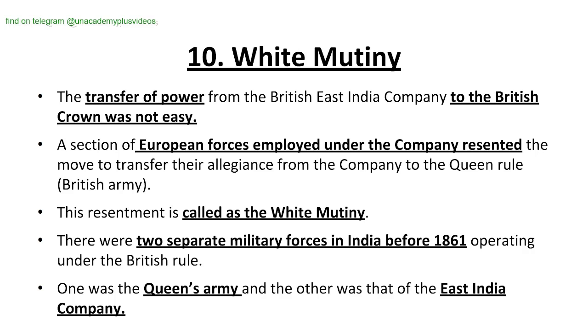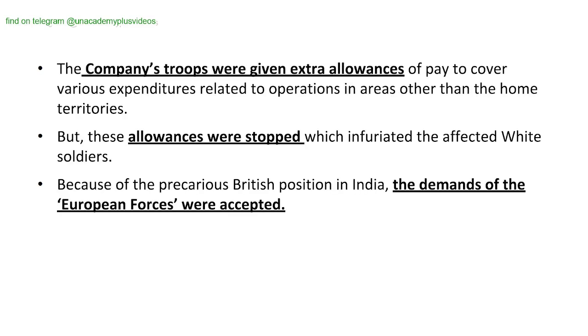There were two separate military forces in India before 1865 operating under the British rule. One was the Queen's Army and the other was that of the East India Company. The company's troops were given extra allowances of pay to cover various expenditures related to operations in areas other than the home territories. But those allowances were stopped, which infuriated the affected white soldiers. Because of the precarious British position in India, the demands of the European forces were accepted.